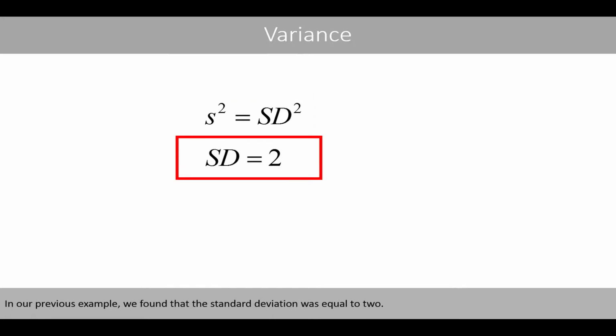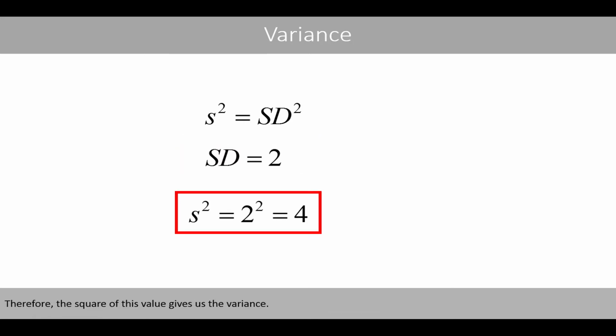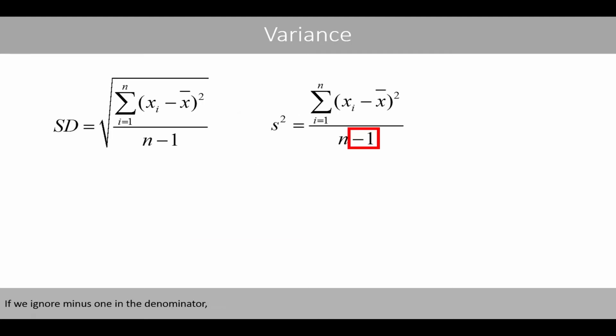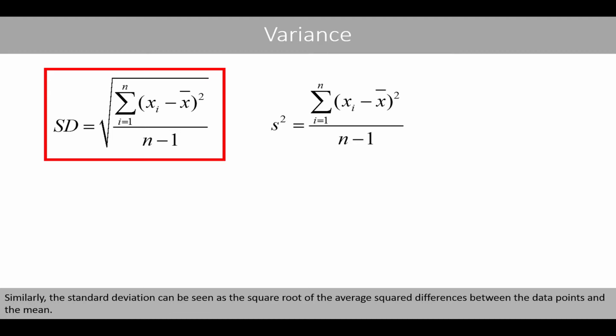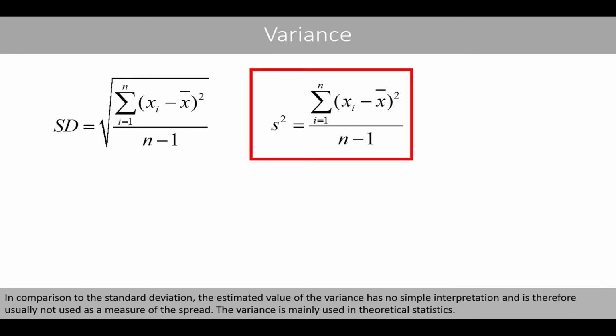In our previous example, we found that the standard deviation was equal to 2. Therefore, the square of this value gives us the variance. If we ignore -1 in the denominator, the variance can be seen as the mean of the square differences between the data points and the mean value. Similarly, the standard deviation can be seen as the square root of the average square differences between the data points and the mean.